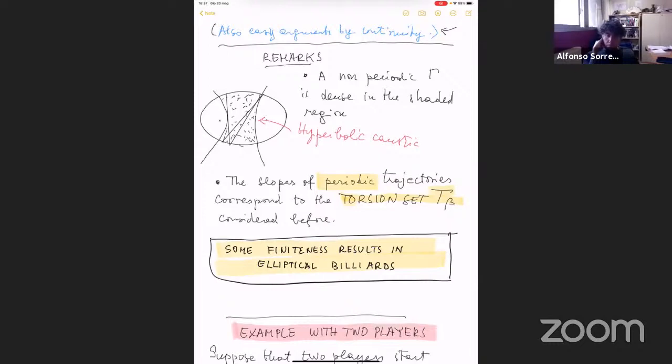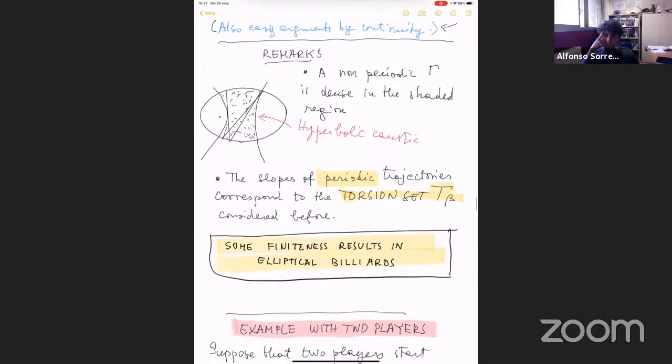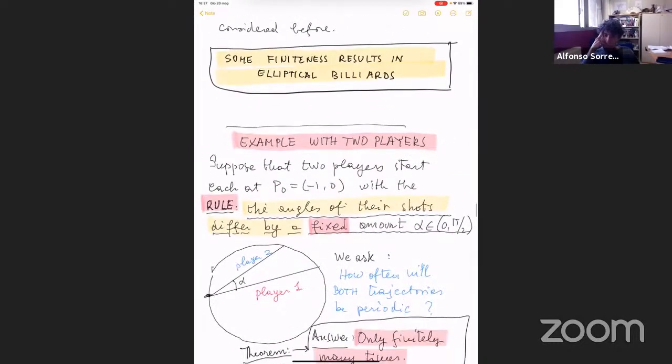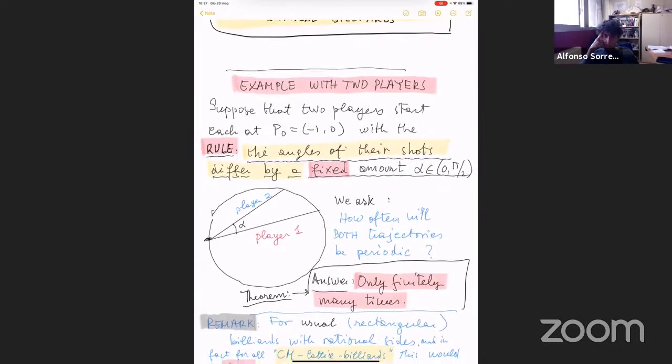So this becomes relevant in the theory of billiards, because to my knowledge, in the theory of billiards, one is often interested in periodic trajectories, of course. And corresponding to this link between elliptic families and billiards, let me state some finiteness results in elliptical billiards. I start with an example with two players.